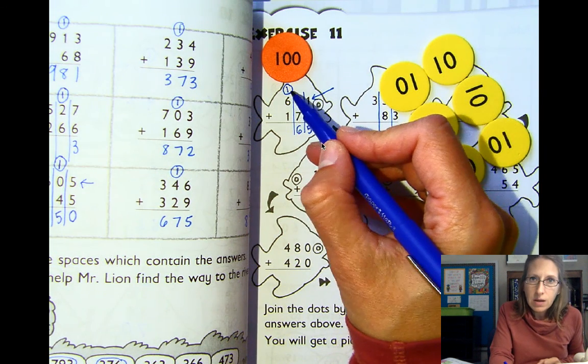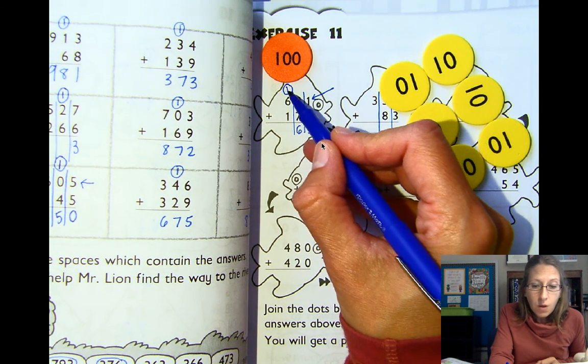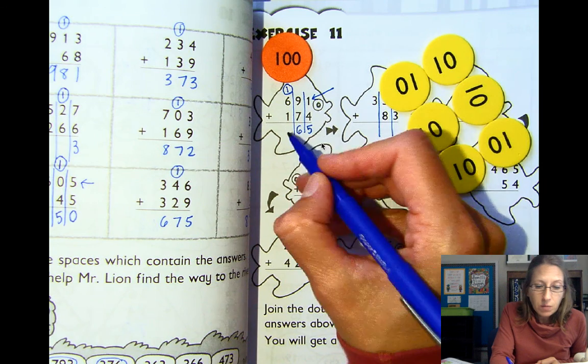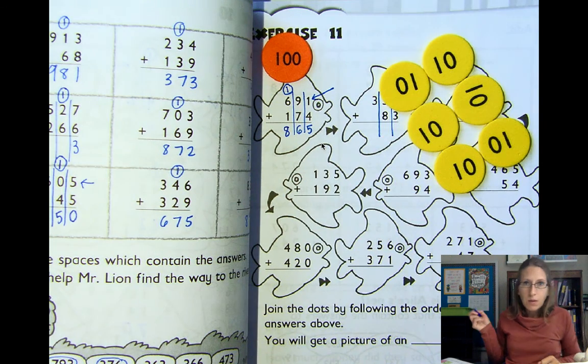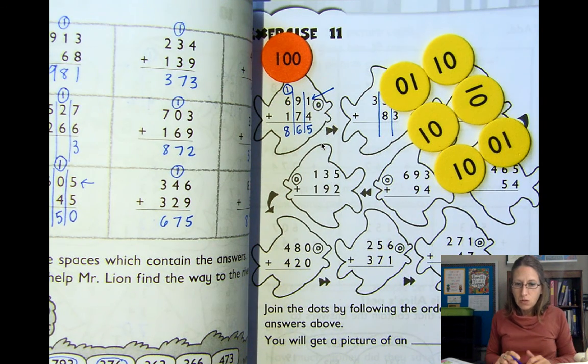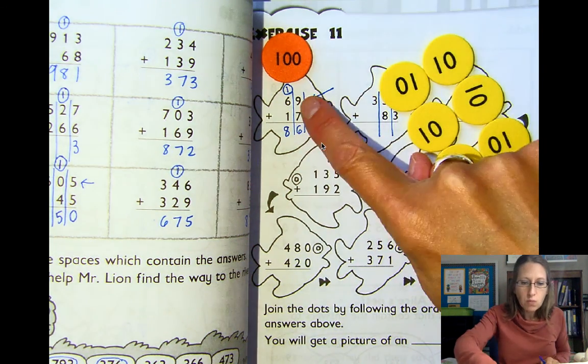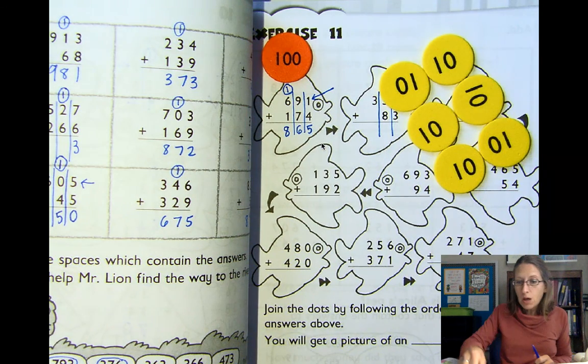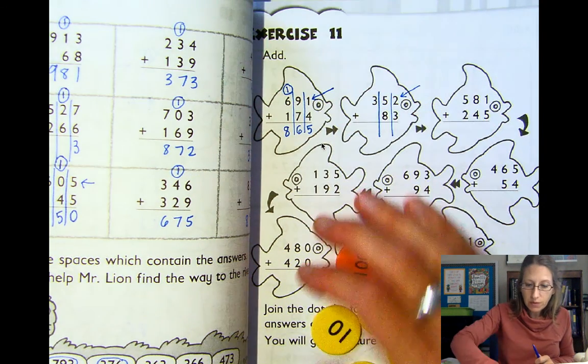And then I can go over here and add my hundreds. 1 plus 6 is 7, plus 1 more is 8. Okay, so that is how you do your renaming. We have too many in the tens place. So that is your homework for today.